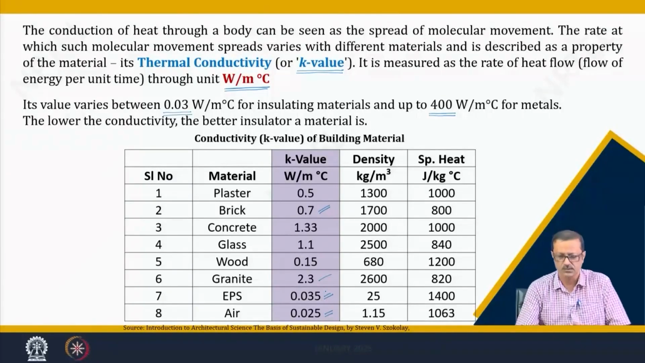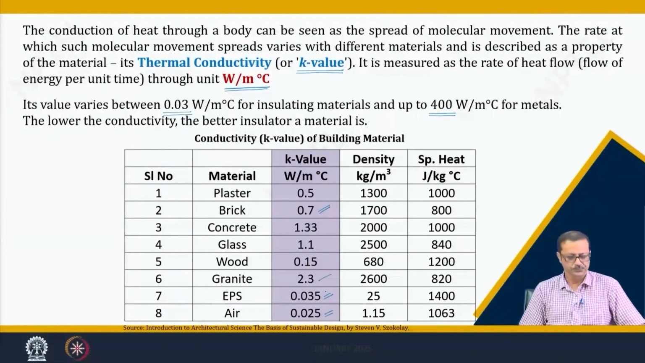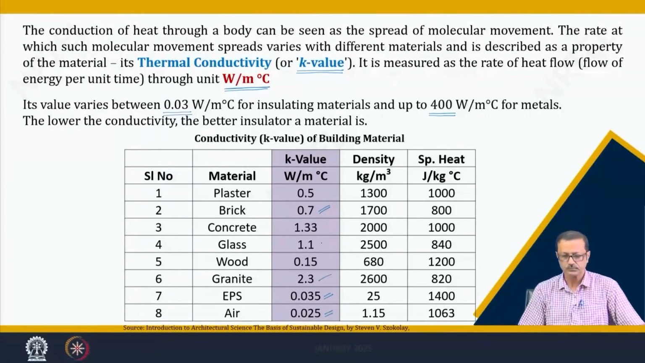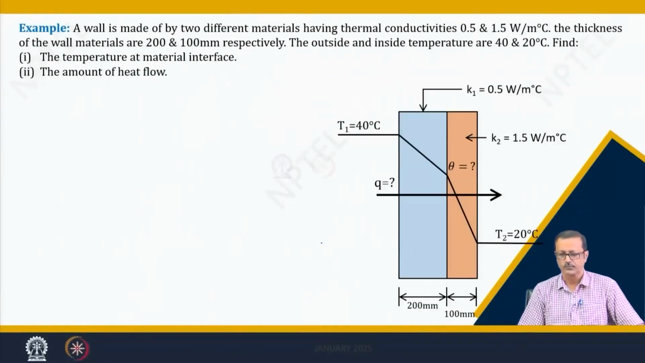I have also listed down the density values and the specific heat values, which will be required afterwards. These are some of the recommended values of the materials which we usually use in buildings. Concrete has 1.33, the glass has 1.1 watt per meter per degree C. So now we will do an example.